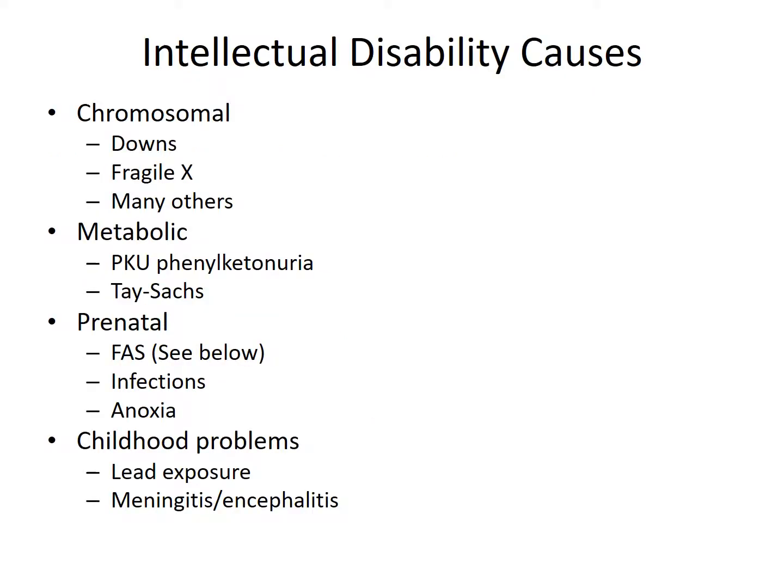Lots of causes. Prenatal, etc. Down syndrome is common, Fragile X is common. Many types of things cause intellectual disability. Anoxia is lack of blood to the brain at birth, so that's prenatal.